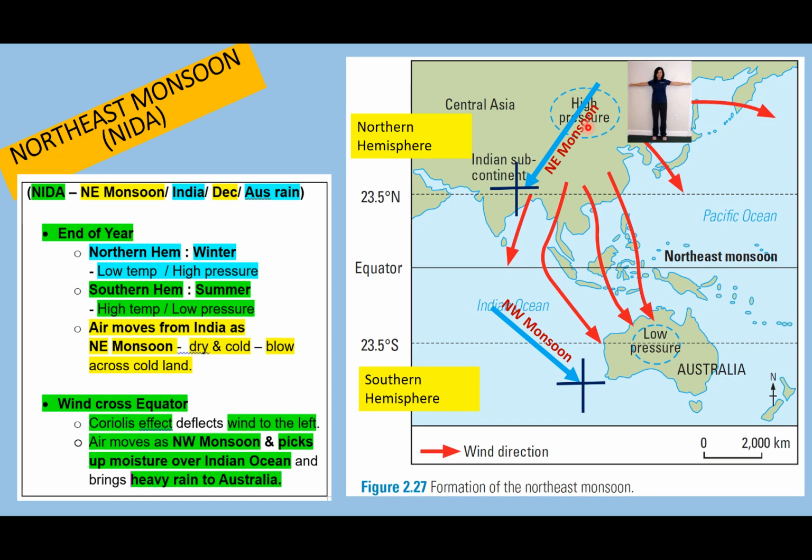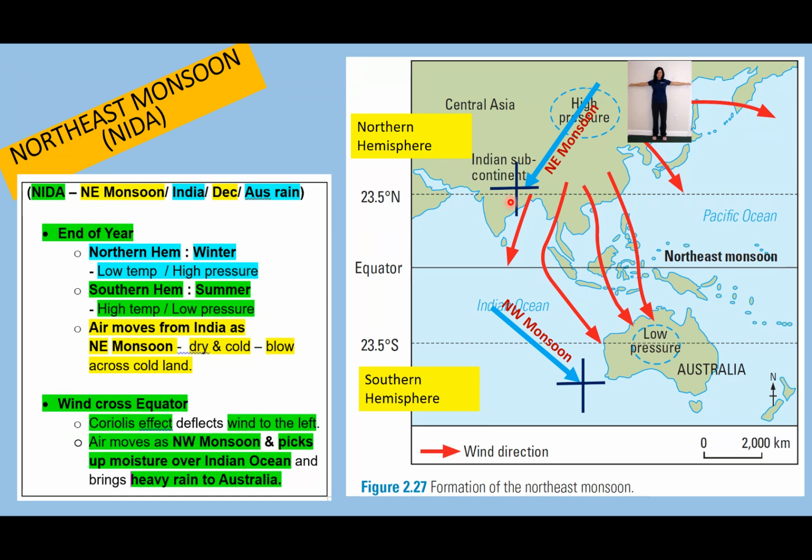That is why we say air moved from India as northeast monsoon. The wind is very dry and cold. Why is it dry and cold? Because it's blowing over the continent, right? And it blows across cold land.